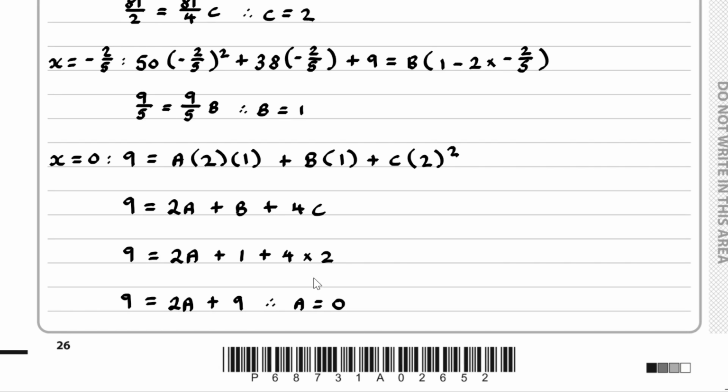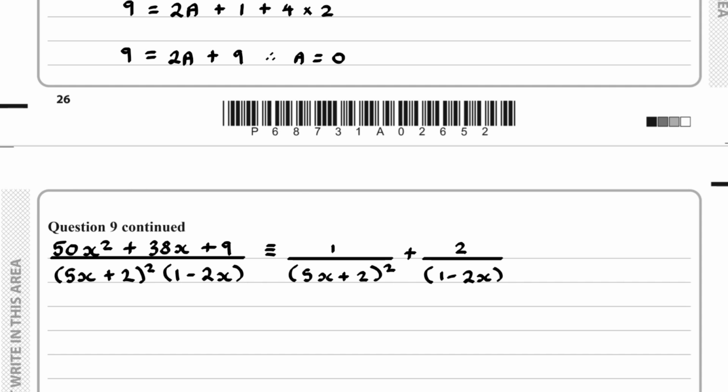And knowing the values of a, b and c, we can therefore conclude 5x squared plus 38x plus 9 over 5x plus 2 all squared lots of 1 minus 2x is equivalent to 1 over 5x plus 2 all squared plus 2 over 1 minus 2x.